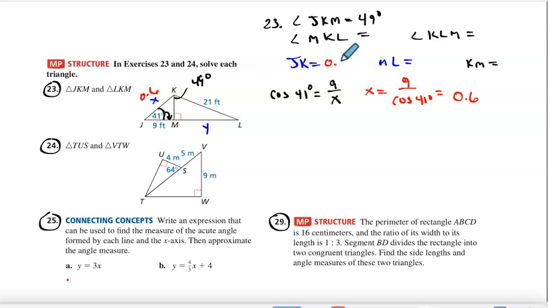Oh, just joking. That's not that. That's 9 divided by cosine 41. That definitely seems a little funny. And this is actually not 0.6, but this is 11.9, rounding to the tenths.